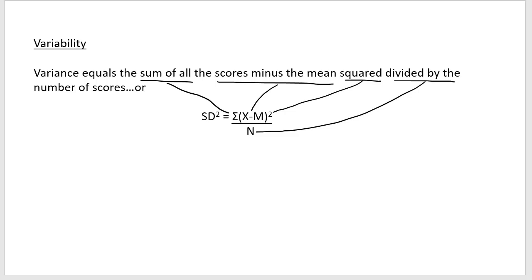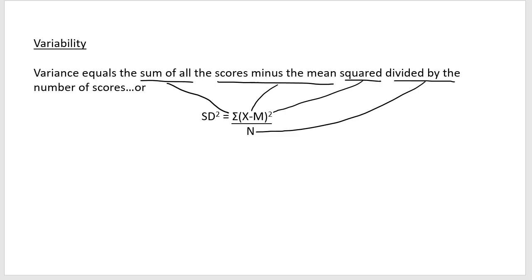The sum of all, remember that's the summation or capital sigma. The sum of all the scores minus the mean, so you take each score and subtract the mean from it, and then you square it. You add them all together. So the whole top line is subtract the mean from the scores, square that value, and add them all together. You'll see what I mean in a minute. Then you divide all that by the number of scores, which is n.